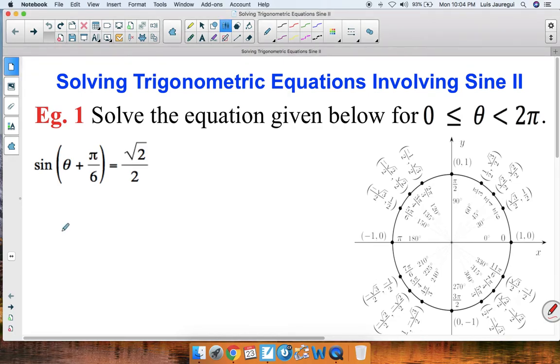Welcome. In this video we'll be solving trigonometric equations involving sine, part 2. Let's take a look at our first example. Solve the equation given below for theta greater than or equal to 0 and less than 2 pi.